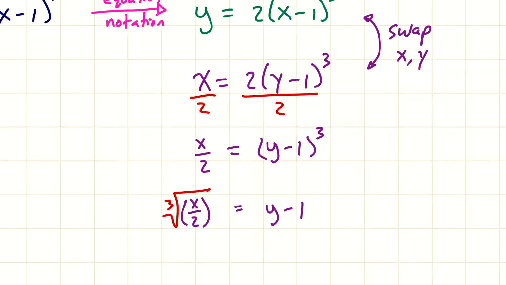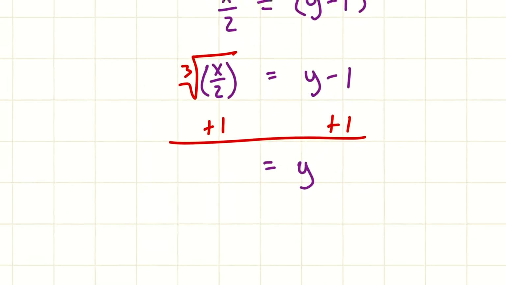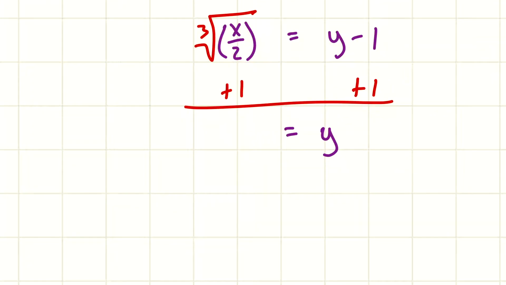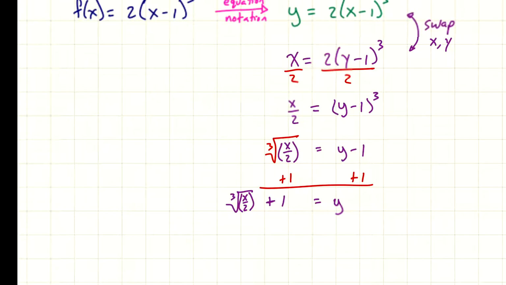So now I need to get y by itself. So let's add a 1 to both sides. This is going to leave us with y by itself. And we can't combine these together because they're not like terms. So let's keep them separate. So I'm going to write it with the cube root of x over 2 plus 1. All right. So that's what we have so far.